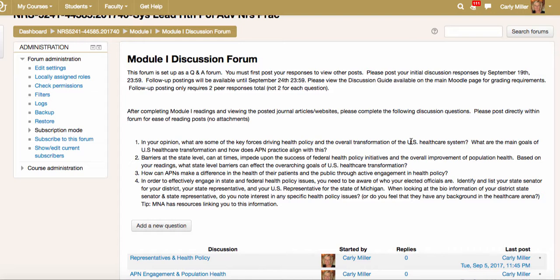Number four, in order to effectively engage in state and federal health policy issues, you need to be aware of who your elected officials are. So this essentially is just identifying and listing your state senator for your district, your state representative, and then your U.S. representative for the state of Michigan. So I want you to learn who your representatives are, and then I also want you to look at the background a little bit.